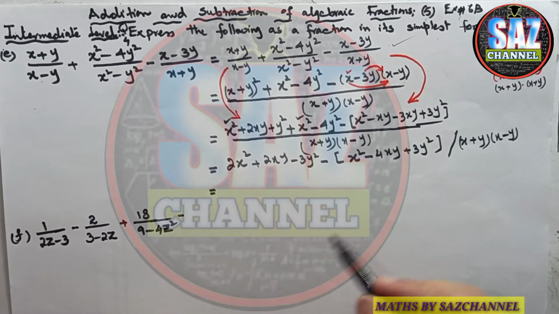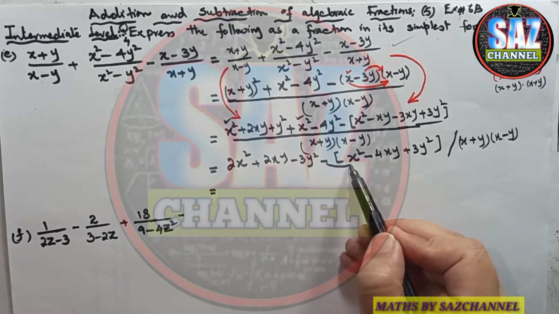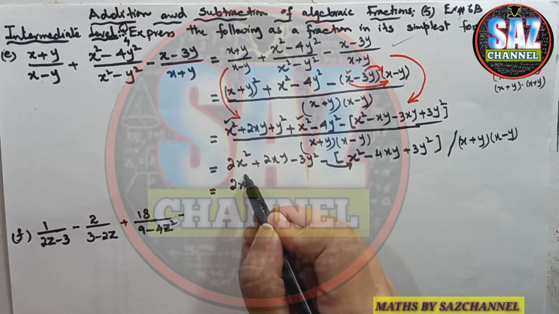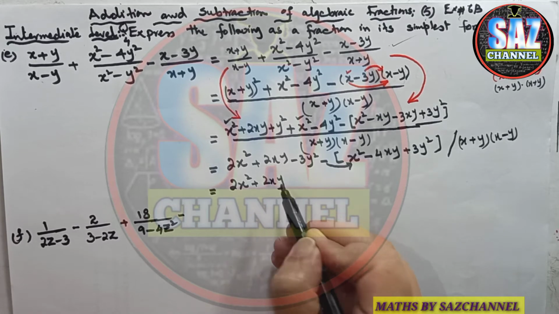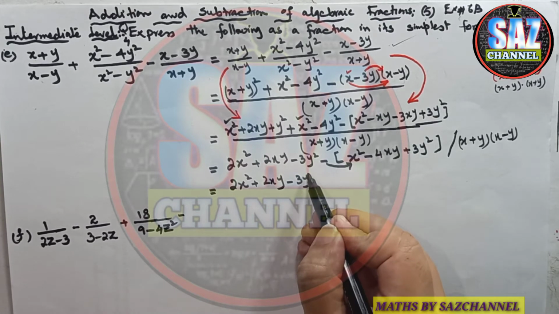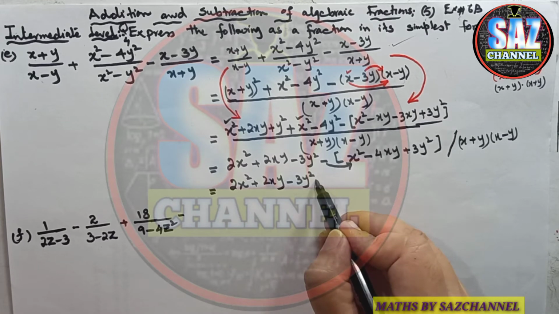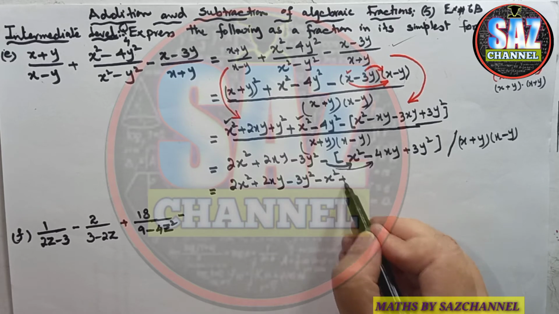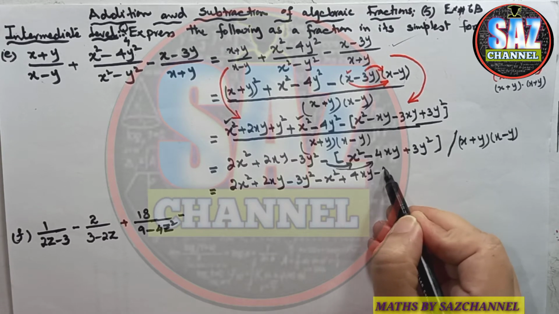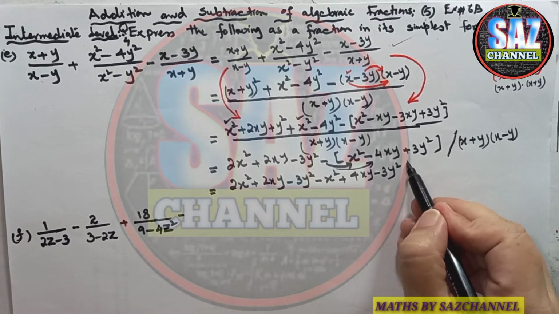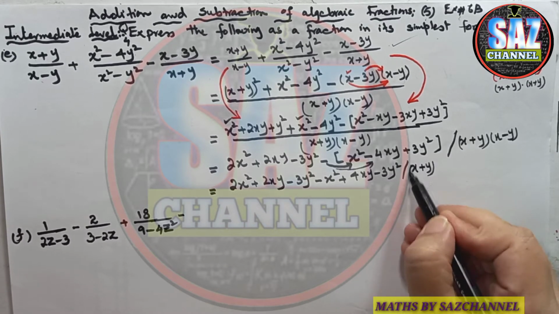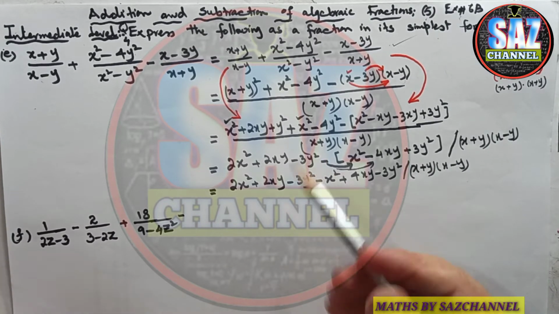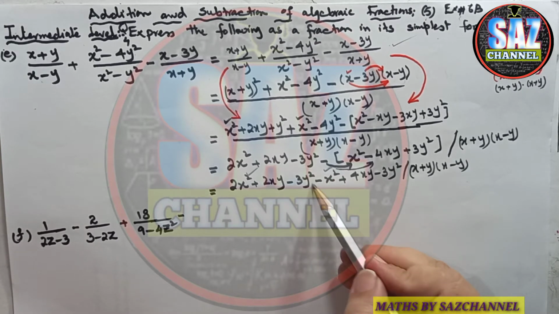Now we have to apply this minus sign carefully on every entry inside the bracket, and it will become 2x square plus 2xy minus 3y square minus x square, minus multiplied by minus will be plus 4xy minus 3y square, upon x plus y into x minus y. Now we can see that we have the like terms like 2x square and x square with minus sign.